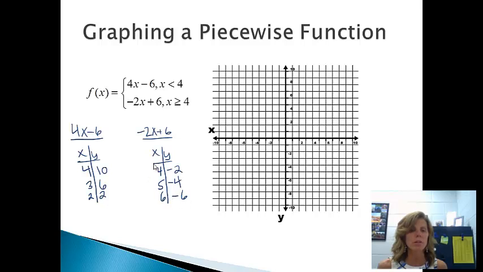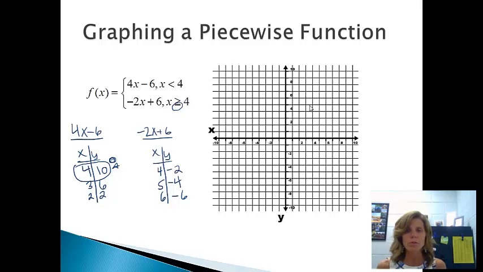So I'm pretty much all set, and I can go ahead and plot my points. One thing I'm going to keep in mind though, this one is the one that we're allowed to equal 4. So when I graph 4, negative 2, that is going to be a solid point. I'm going to circle 4, 10 because when I graph the point 4, 10, since it's in this first piece, these are all values less than 4. So I'm going to be putting an open circle when I graph that one.